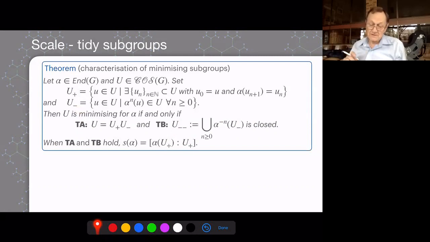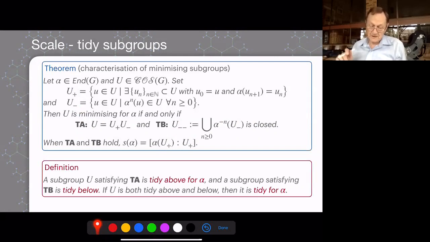So that's the characterization of minimizing subgroups. And as a definition, we'll say that U is tidy above for alpha. So this is TA, tidy above. If U satisfies TA, it's tidy above for alpha. And if it satisfies TB, it's tidy below. And if it satisfies both, we'll say that U is tidy for alpha.